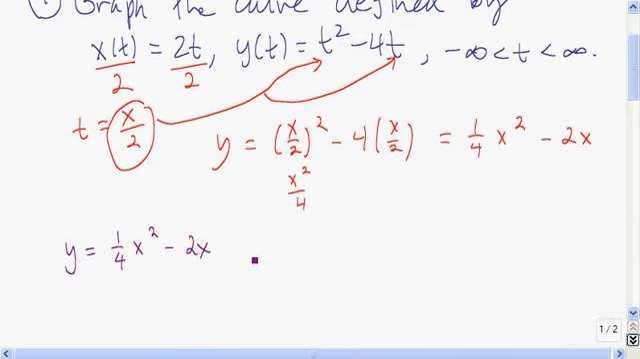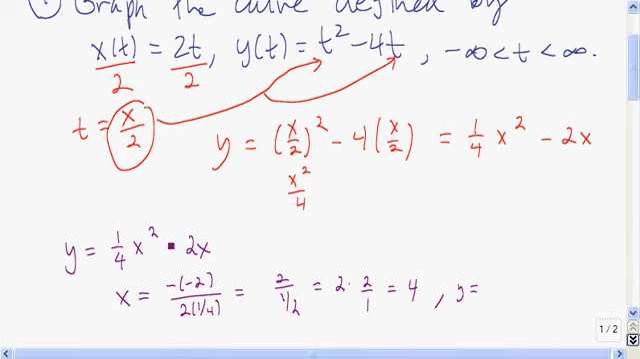Okay, to get the vertex of this parabola, we know that the x coordinate of the vertex is negative b divided by 2 times a. So that's 2 divided by 2 times 1/4, which is 1/2. And 2 divided by 1/2 is 2 times the reciprocal of 1/2, which is 4. So the x-coordinate of the vertex of this parabola is 4. To get the y-coordinate, we just plug the 4 in there.